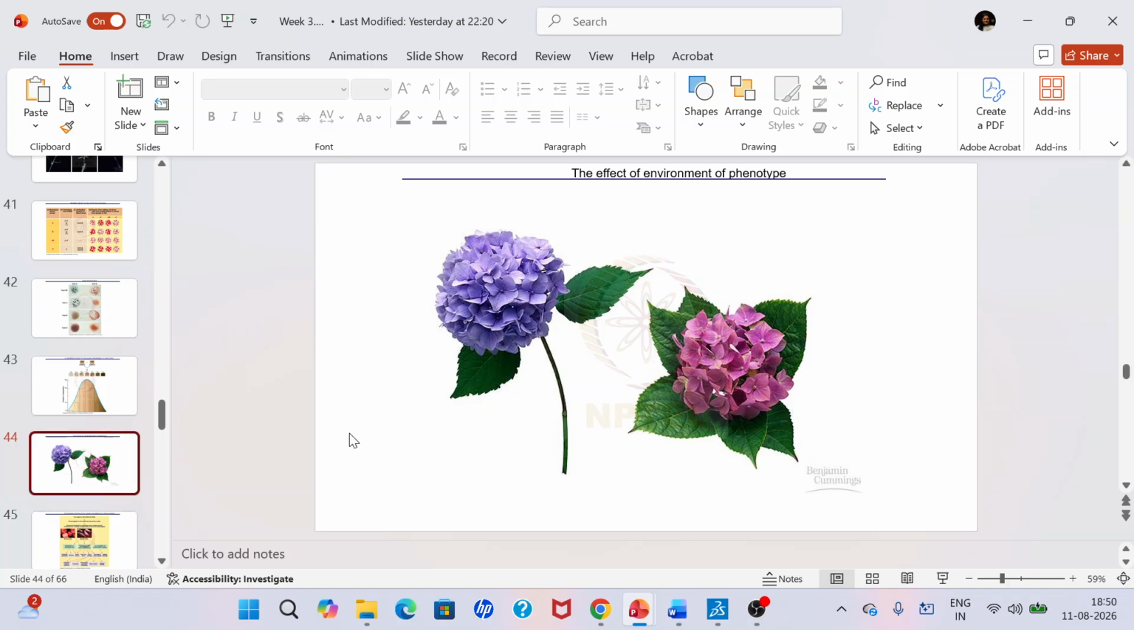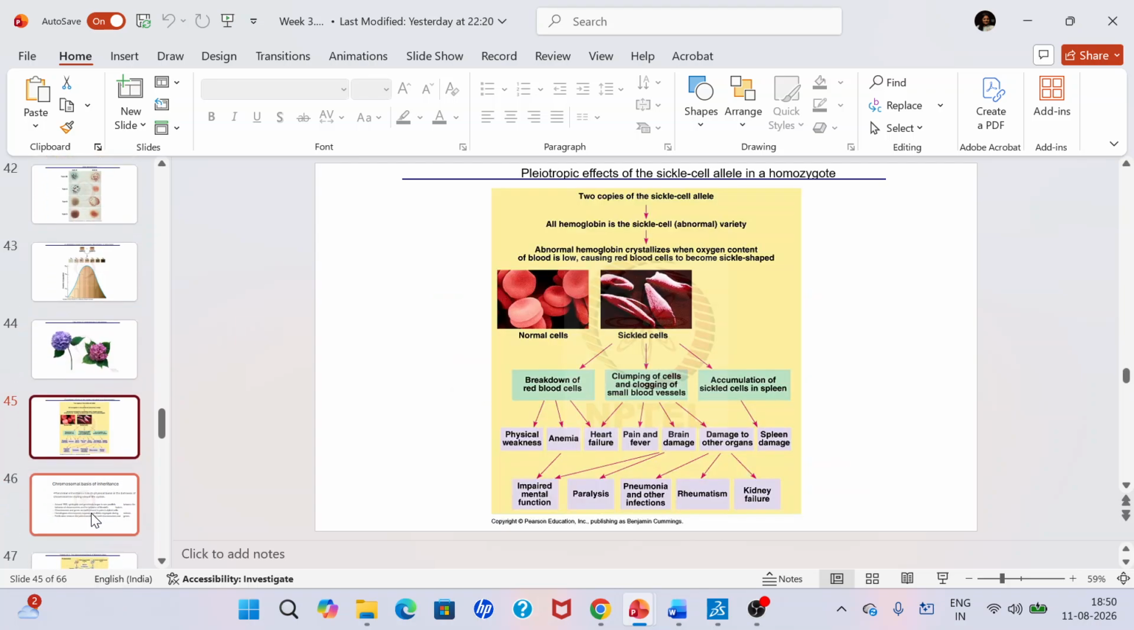This is the effect of environment on the phenotype that is seen in these flowers. Then again, this is the pleiotropic effect of the sickle cell allele in homozygotes. With two copies of the sickle cell allele, all hemoglobin will be sickle cell type. It is an abnormal situation, not the normal one. Abnormal hemoglobin crystallizes when oxygen content in blood is low, causing red blood cells to become sickle shaped. So whenever the oxygen content of blood is low, it causes the sickle shape of the RBCs, which can lead to many kinds of diseases.